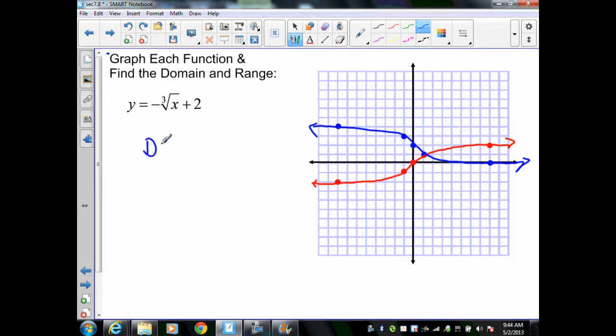My domain, x, again, is all real numbers. And my range, y, is all real numbers.